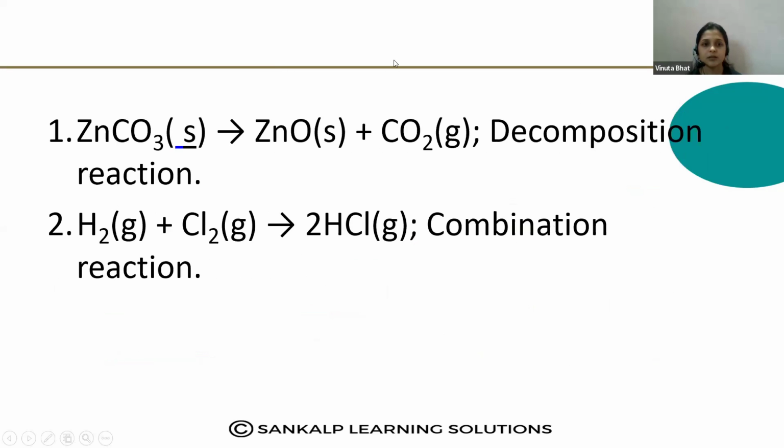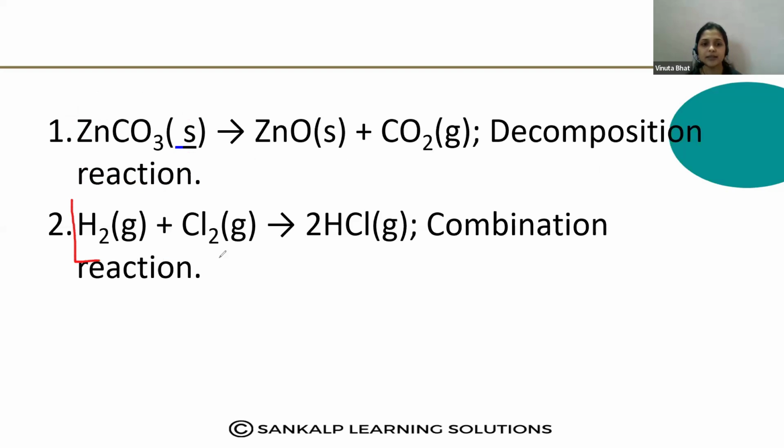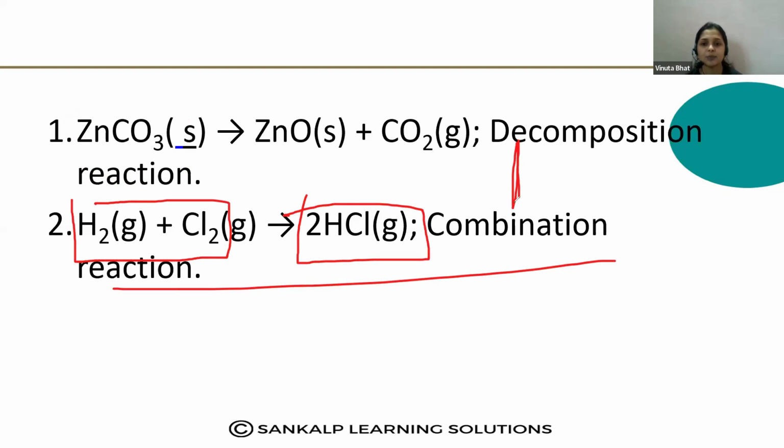See here, zinc carbonate. So this is a decomposition reaction. It is forming zinc oxide and carbon dioxide. A single reactant is forming two or more products. But in the combination reaction, there are two reactants but they form a single product. So these are examples of the decomposition and the combination reaction.